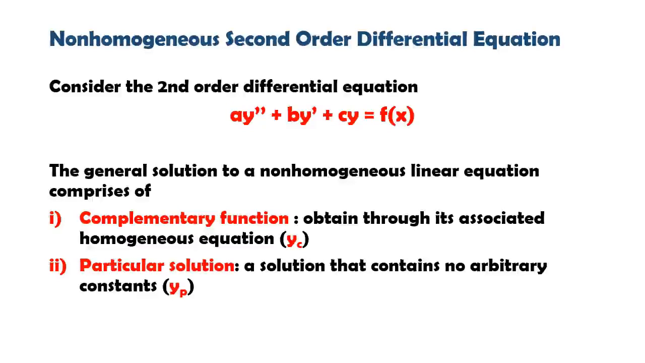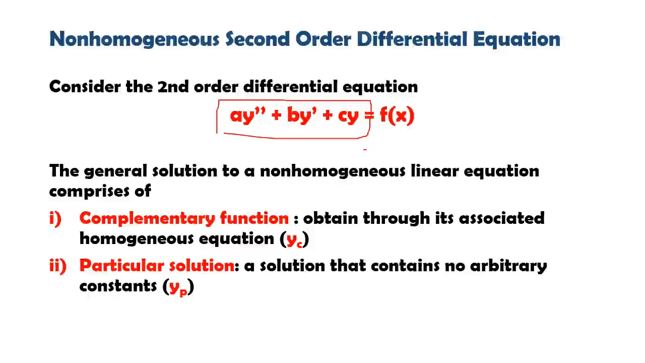In this case, the general solution to this equation will comprise the complementary function. This complementary function is obtained through the associated homogeneous equation of this differential equation. We obtain the roots to this equation by making it equal to 0. We call this first part of the solution yc.